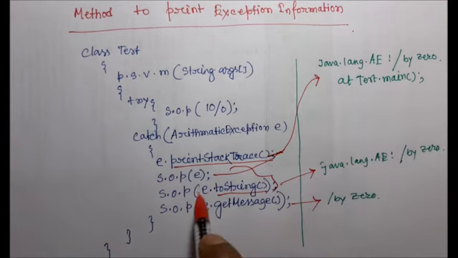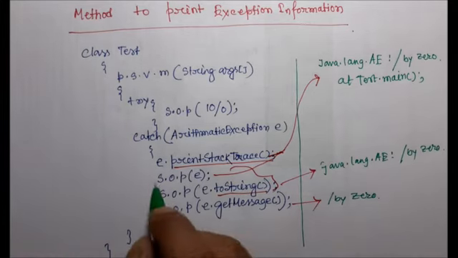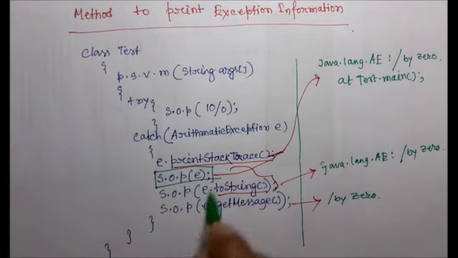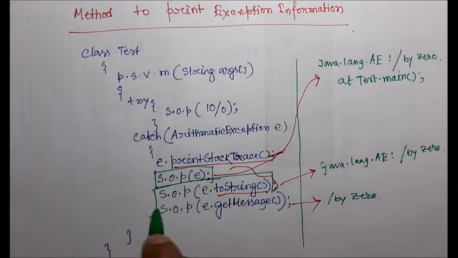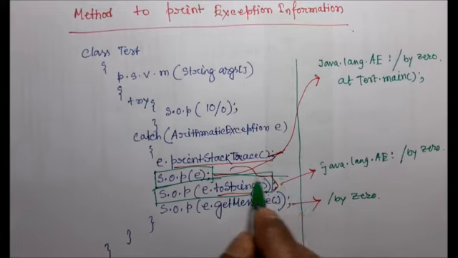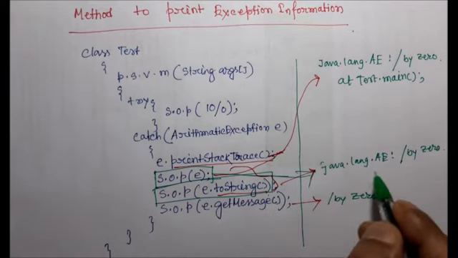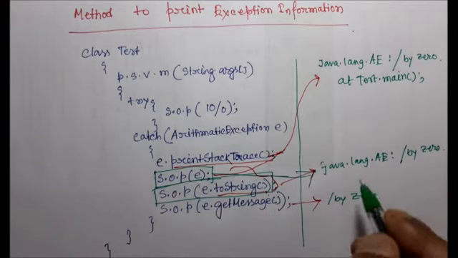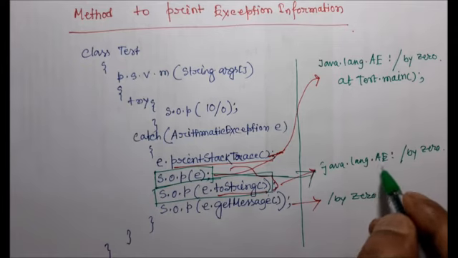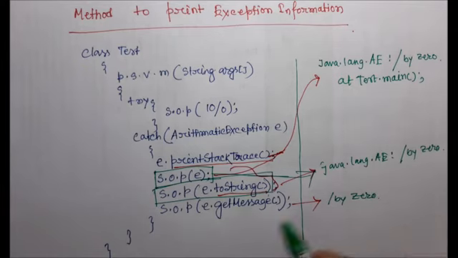So if I use simply this statement, I will get this statement, and these are the same. It will give only java.lang.ArithmeticException: / by zero, which is exactly the name of the exception and / by zero. And if I use getMessage, I only get the description of the exception.